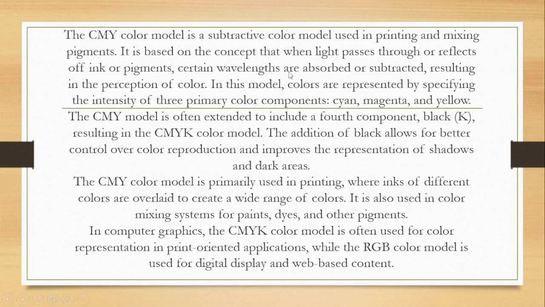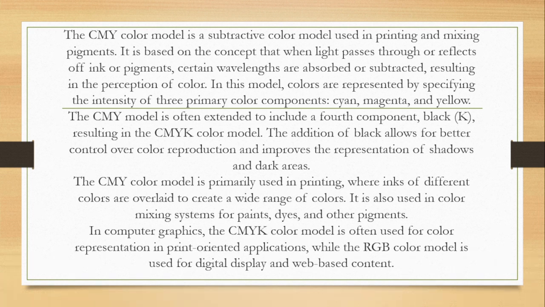The CMY color model is a subtractive color model used in painting and mixing pigments. It is based on the concept that when light passes through or reflects off ink or pigments, certain wavelengths are absorbed or subtracted, resulting in the perception of a color. In this model, colors are represented by specifying the intensity of three primary color components, that is cyan, magenta, and yellow. The CMY model is often extended to include a fourth component, black, resulting in the CMYK color model.